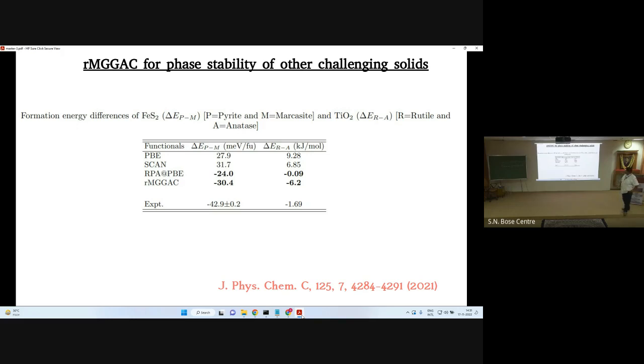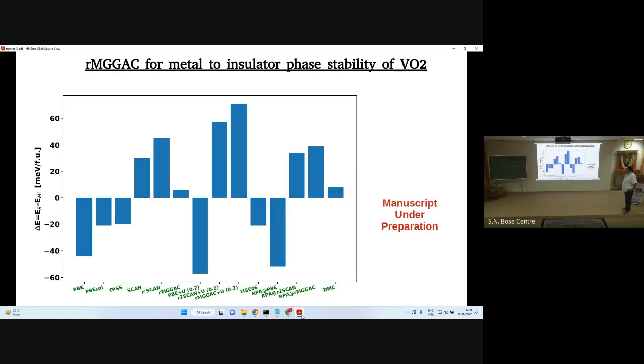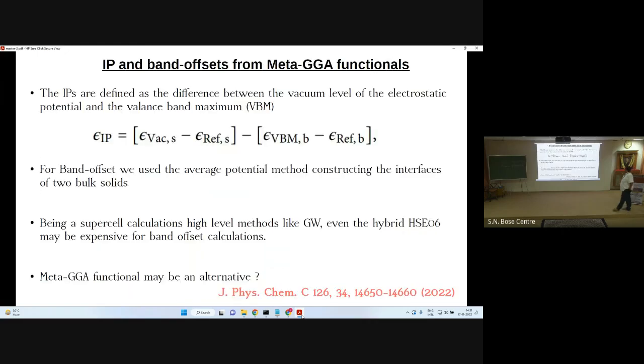So this is the thing. This is the metal insulator phase transition we are working on. Okay. There is something about band offsets. He was talking about ionization potential, electron affinity, and other things. So there is something called the band offsets.